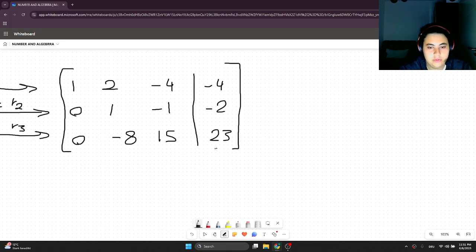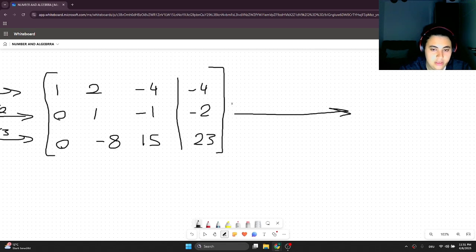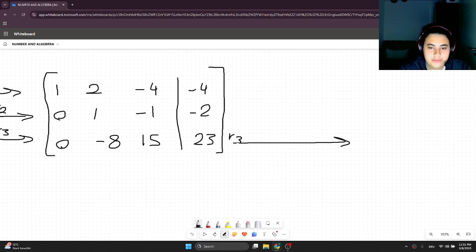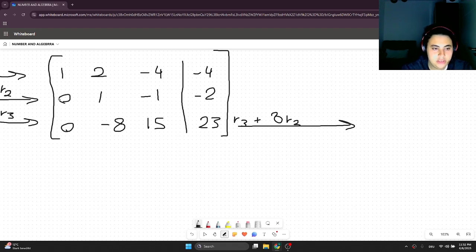Okay? So the row that I'm changing is the last one. So it's going to be row 3 plus 8 times row 2. So let's see how that happens. So 8 times row 2. Let's work that out first.